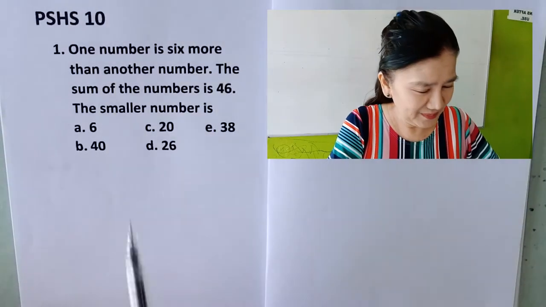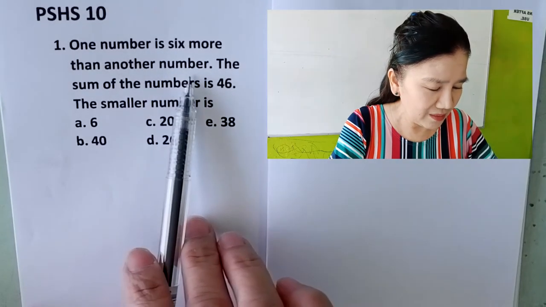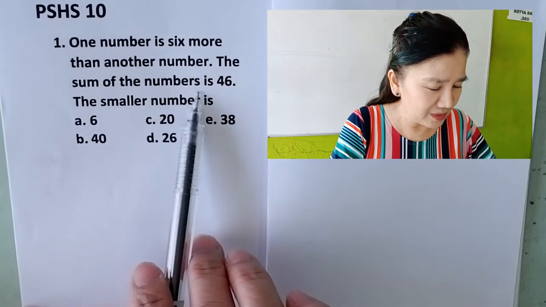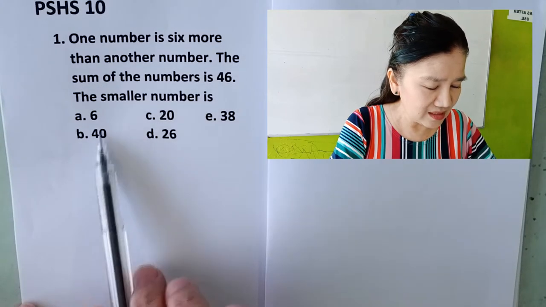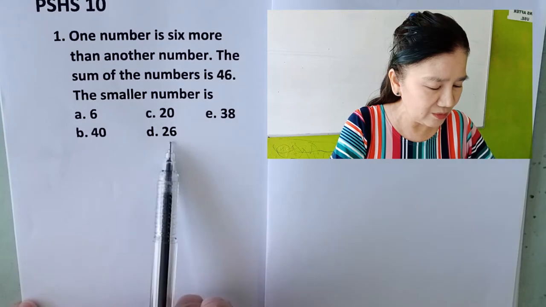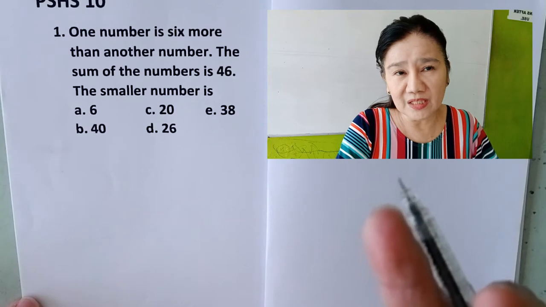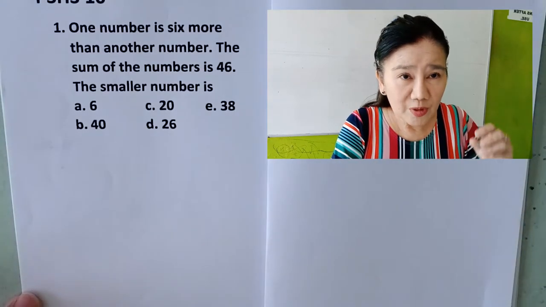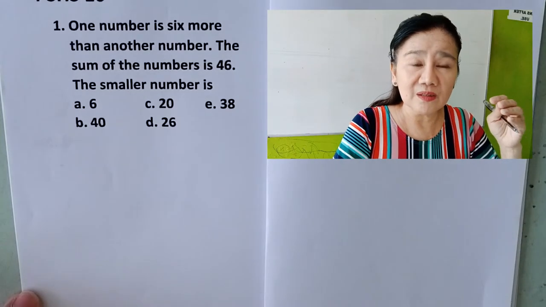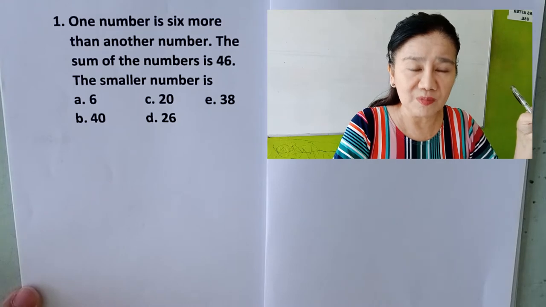Let's start. Problem number one. One number is 6 more than another number. The sum of the numbers is 46. The smaller number is A) 6, B) 40, C) 20, D) 26, E) 38. Now, you can use algebra here or simple arithmetic. I'm going to teach you algebra so that it will be easier for you to solve other more complicated problems.